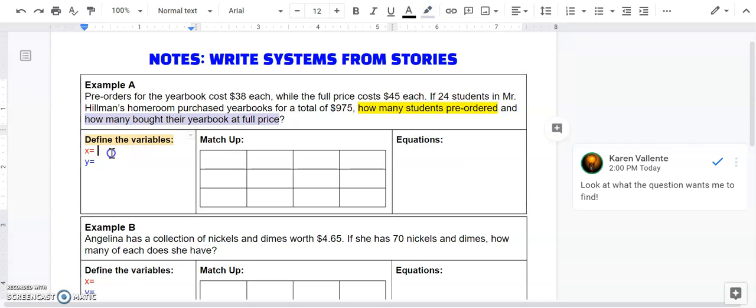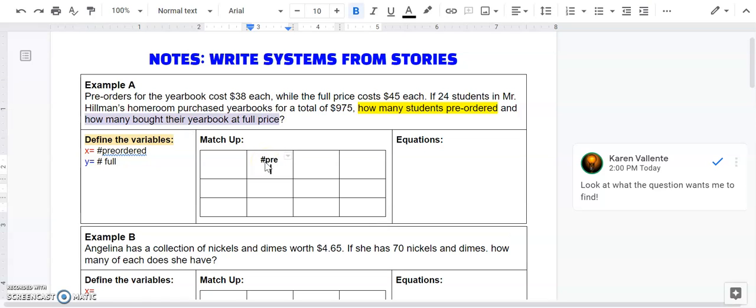So those are the two things that I don't know. I don't know how many students pre-ordered. I don't know how many paid full price. So we're going to say X is going to be the number that pre-ordered, and Y will be the number that paid full price. Okay, so I'm going to start setting up my table here. I have the number that pre-ordered, then the number that paid full price is my Y. And this third column, we're just going to leave that for our totals.